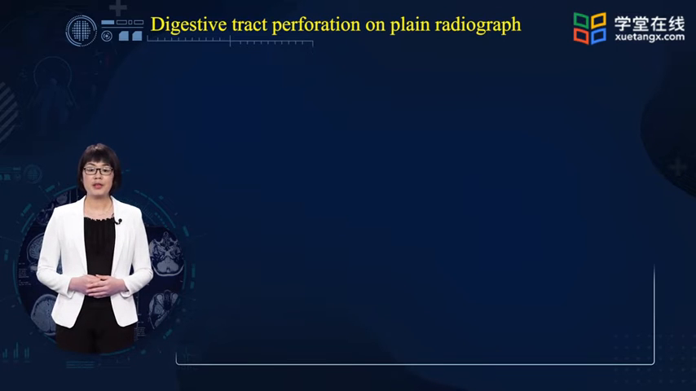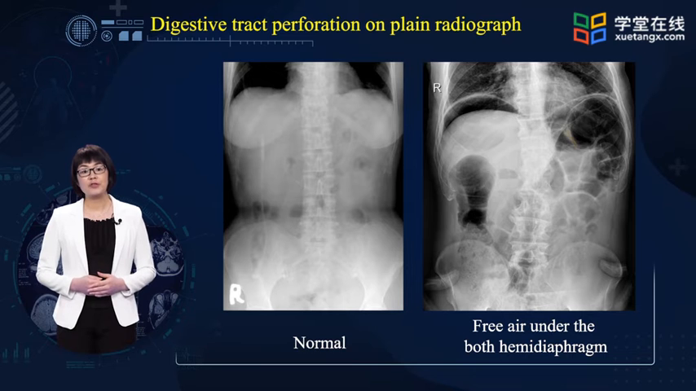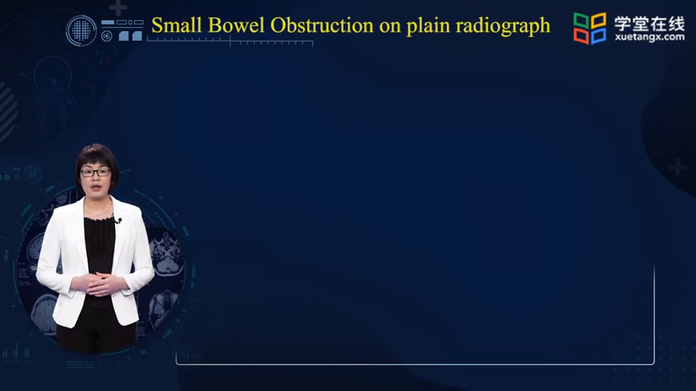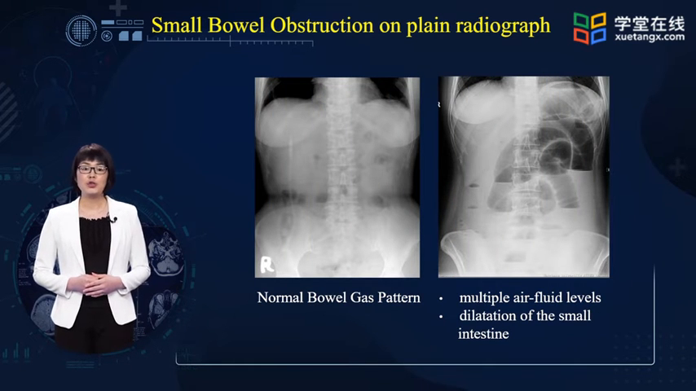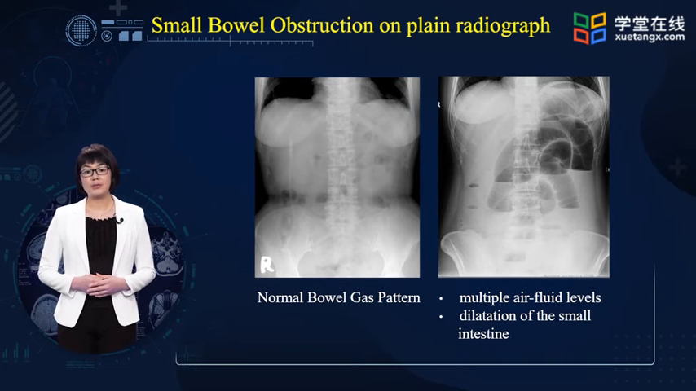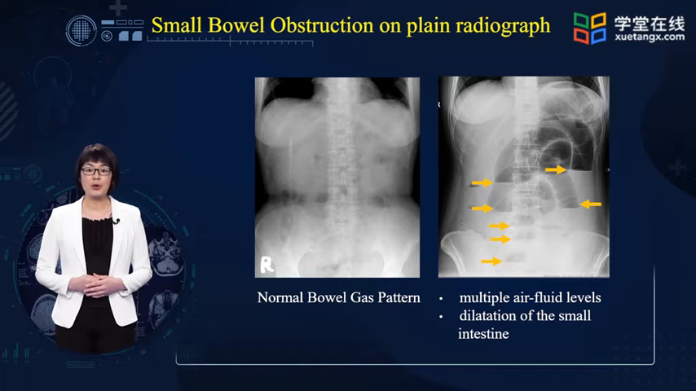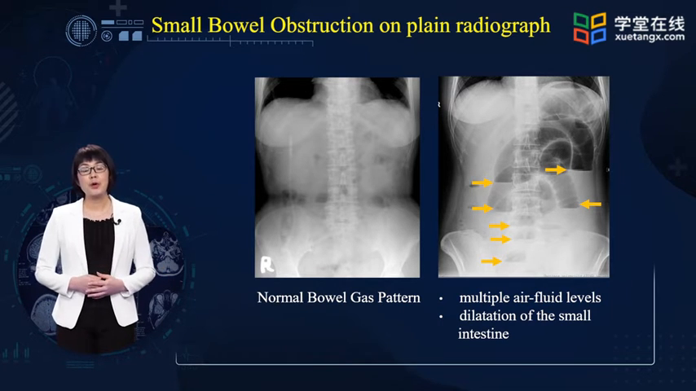Here is a typical case of the GI tract perforation confirmed by the erect abdominal radiograph. The image on your left is normal, and the right one shows free air under both hemidiaphragms. Plain abdominal X-ray is also the preferred initial examination to evaluate the bowel gas pattern. The left one is normal. The case on the right shows air fluid levels and dilatation of the small intestine. So this is very typical imaging of small bowel obstruction.